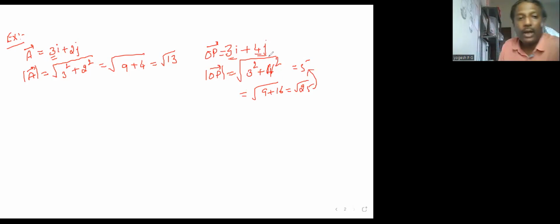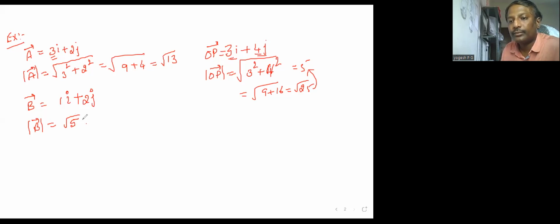5. Now, tell me for this, B vector is 1i plus 2j. What is the magnitude of this? Fast. It is very simple, no? Root of 1 squared plus 2 squared.